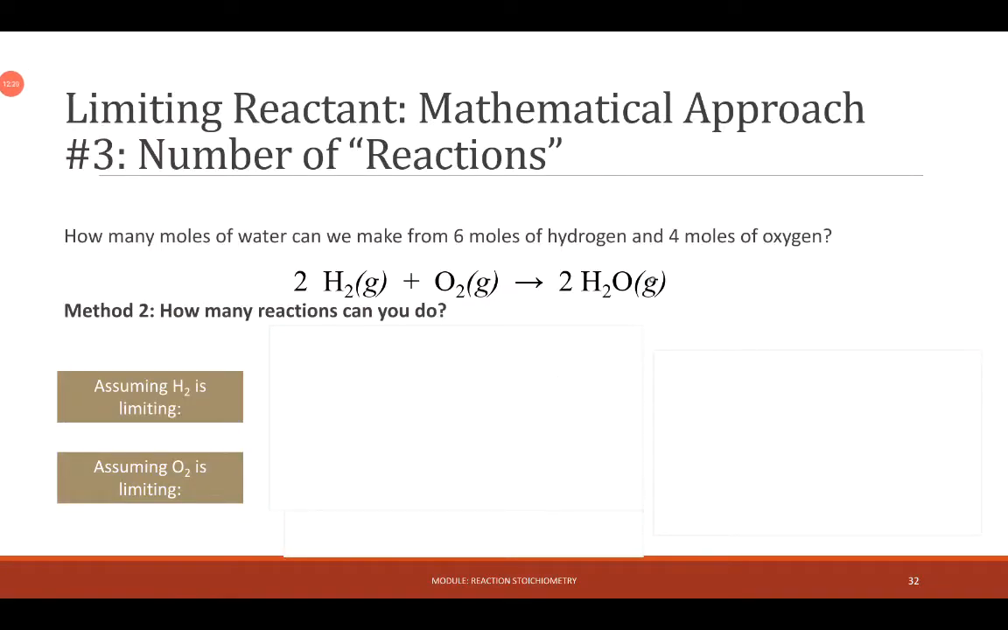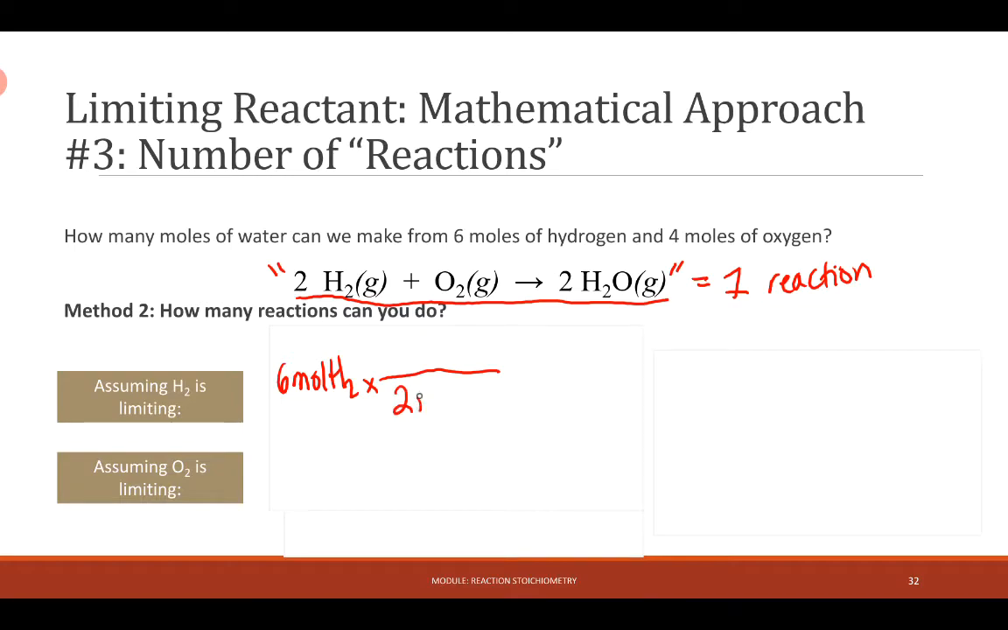For our third method, we're going to say that this whole thing is equal to 1 reaction. And then we're going to ask ourselves, how many reactions can we do? So it's the same problem as before. If I start with my 6 moles of H2, then for every 2 H2 moles that I do, I will have completed 1 reaction. And so that's going to tell me that I'm going to do 3 reactions.